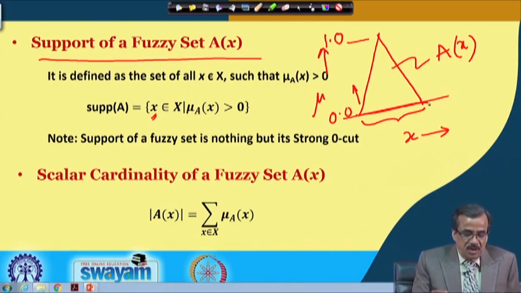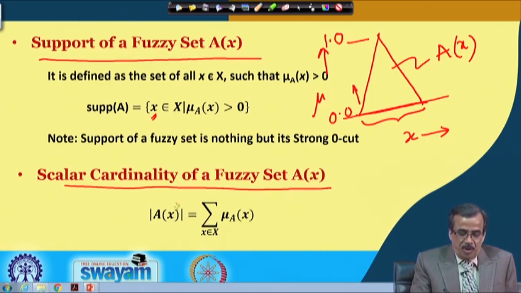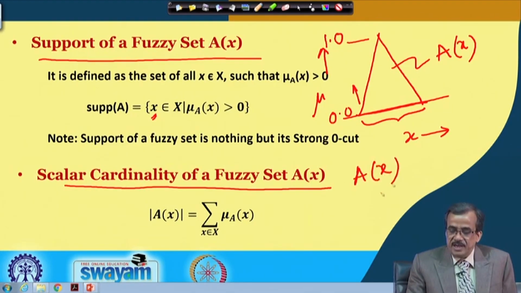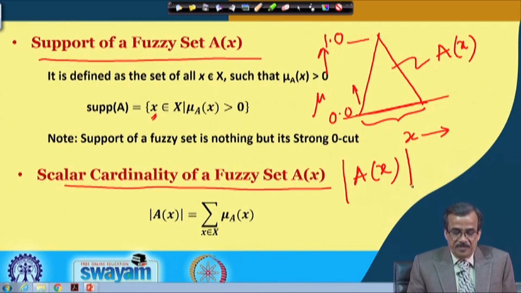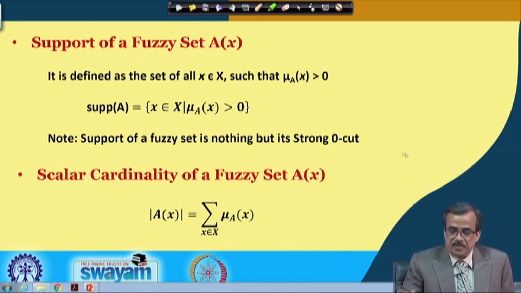Now, the next is the scalar cardinality of a fuzzy set. By scalar cardinality we mean the mod value of A(x). A(x) is the fuzzy set, and its scalar cardinality is denoted by this particular symbol, and that is nothing but the summation over x belonging to capital X of mu A(x). So, this is nothing but the collection of all membership function values.